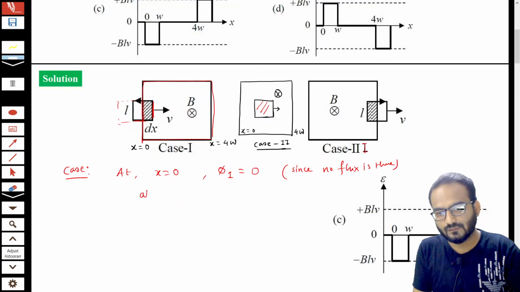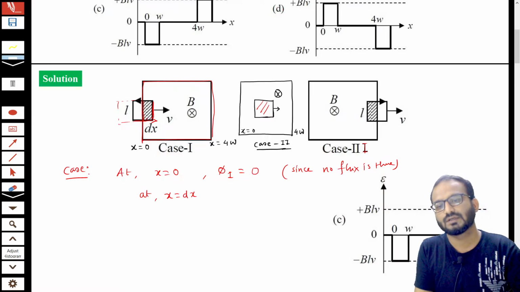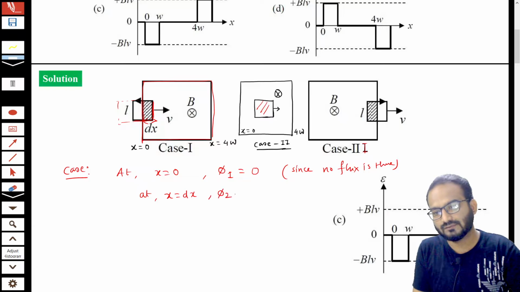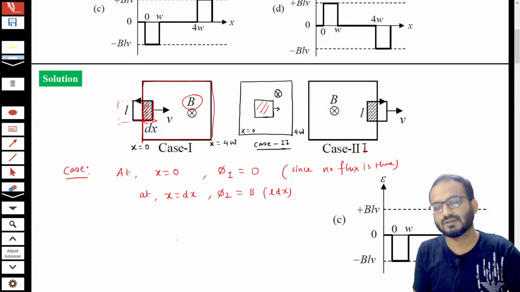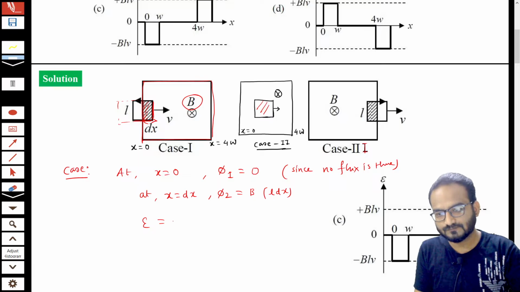Now when we are talking about x equals dx, it has entered dx amount, so what will be the magnetic flux? Now it is in this portion of the magnetic field. So B into area, where the width is dx and the length is L. So B L dx is the flux. What is the change in flux? Change in flux will be manifested as the EMF. E equals minus dΦ by dt. This is your induced EMF.